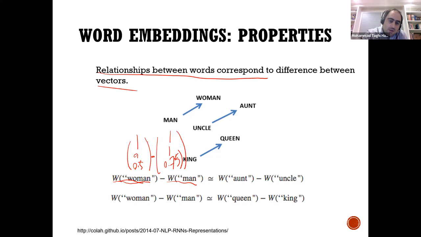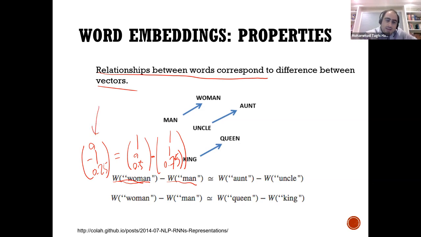So 1 minus 1 would be 0, then 0 minus 1 would be minus 1, and 0.5 minus 0.75 would be minus 0.25. Good. So this is the vector that I'm getting.